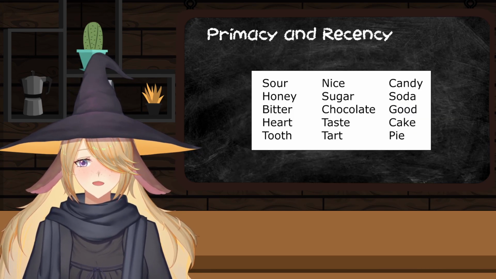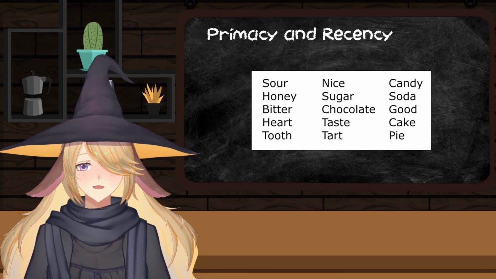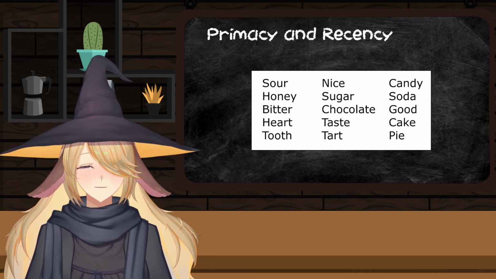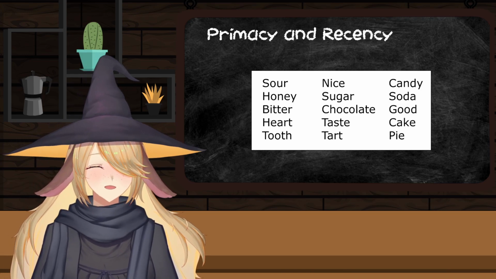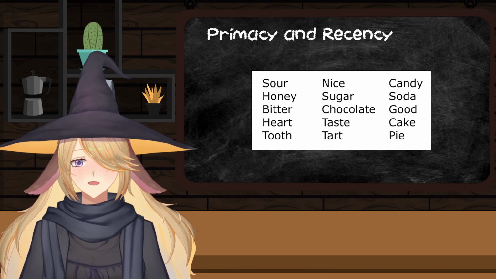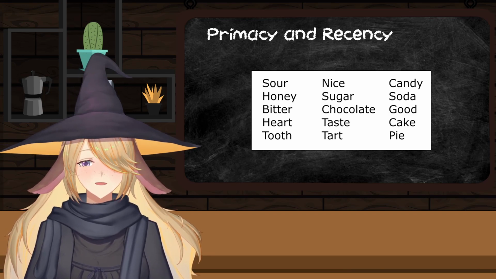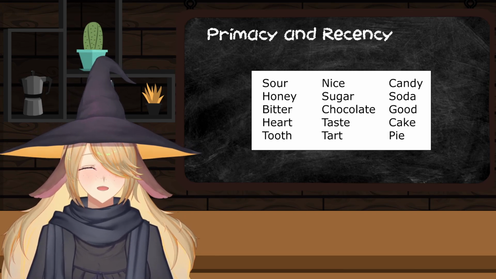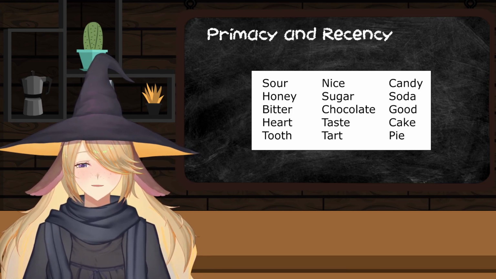So you think sour, honey, bitter, and then good, cake, pie. Those first three and those last three are going to be the most likely words for a person to remember if they're just going through this list like that. If you do sour, nice, candy, tooth, tart, pie, however you want to split this, primacy and recency are very robust effects.